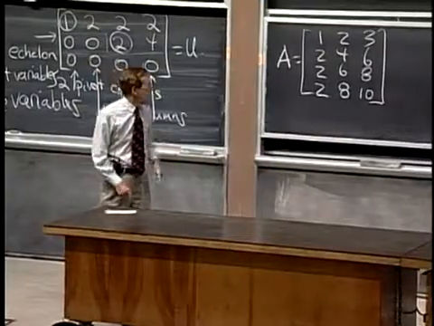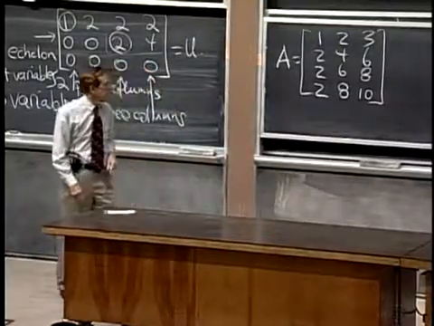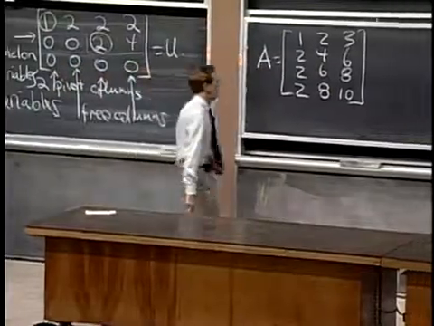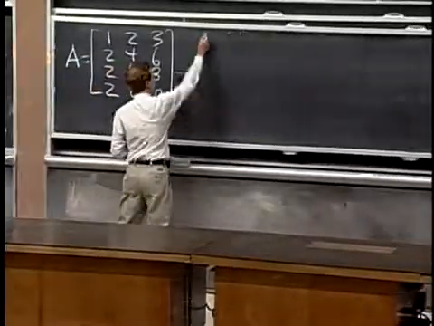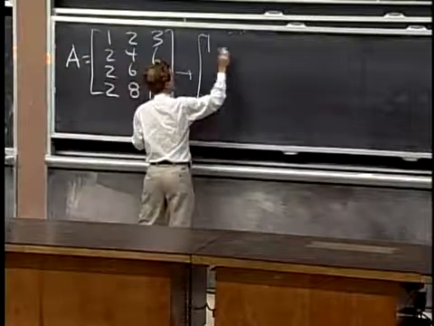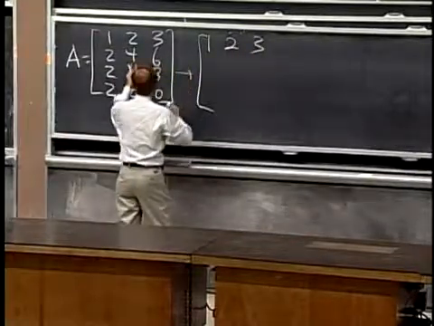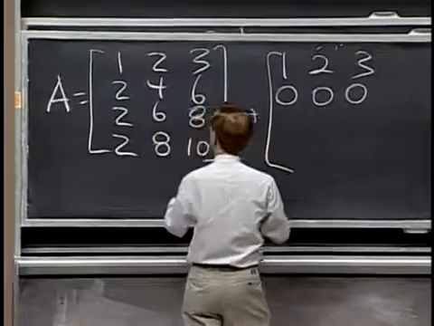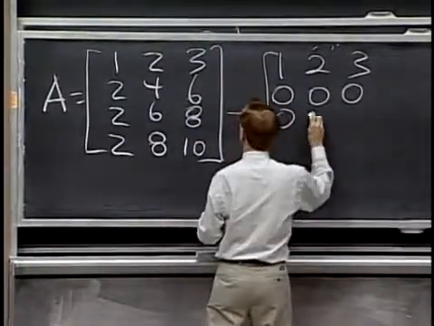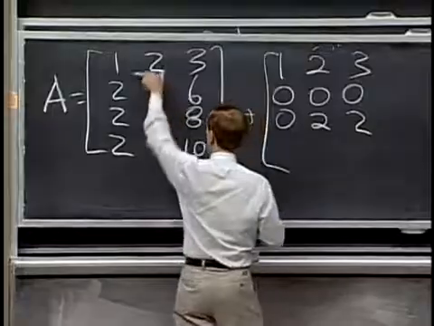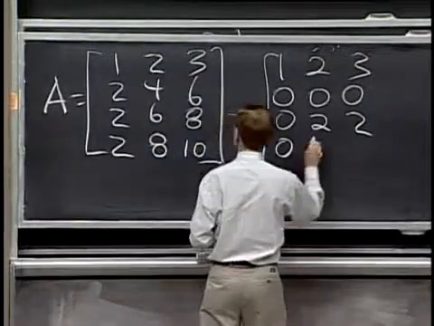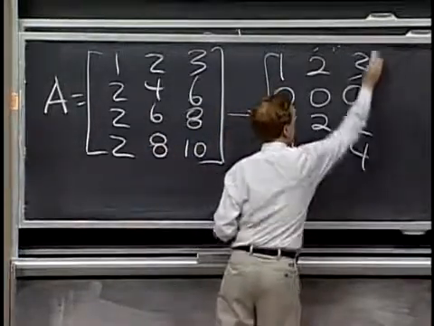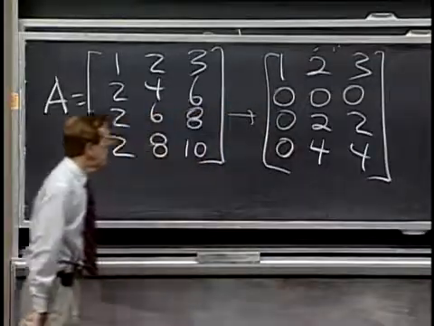What's the row reduced echelon form for this? Let's just do it. Okay. So that's the first pivot. 2 times that away from that gives me a row of zeros. 2 times that away from that gives me a 0, 2, 2. And 2 times that away from that gives me a 0, 4, 4.